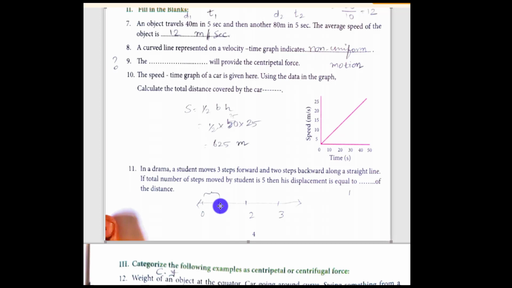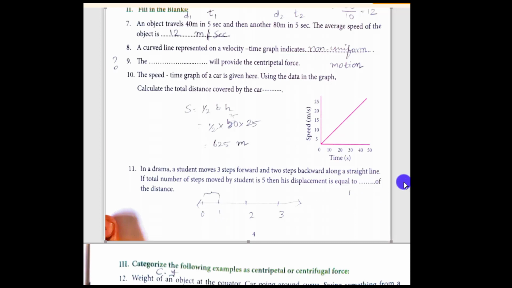Read the question once again. In a drama, a student moves 3 steps forward and 2 steps backward along a straight line. If the total number of steps moved by the student is 5, then the displacement. They are asking displacement, not the distance. Here 5 is the distance. Then what is the displacement? It is just only one step.